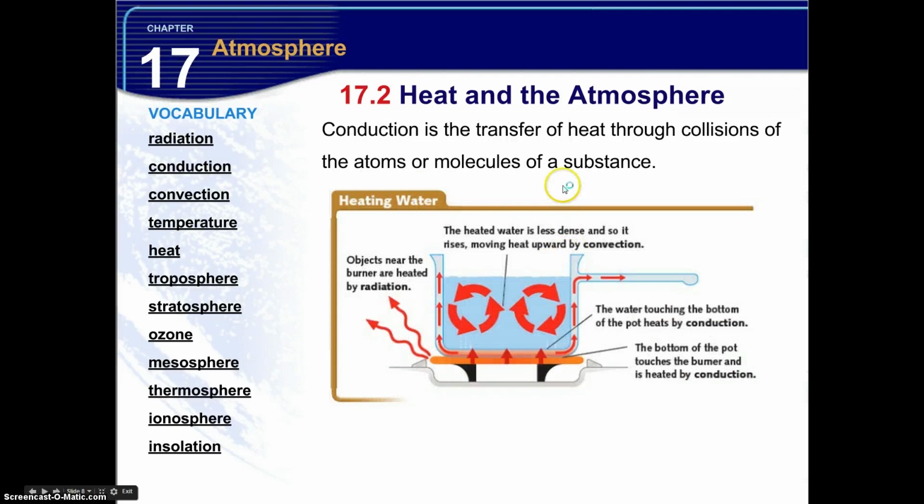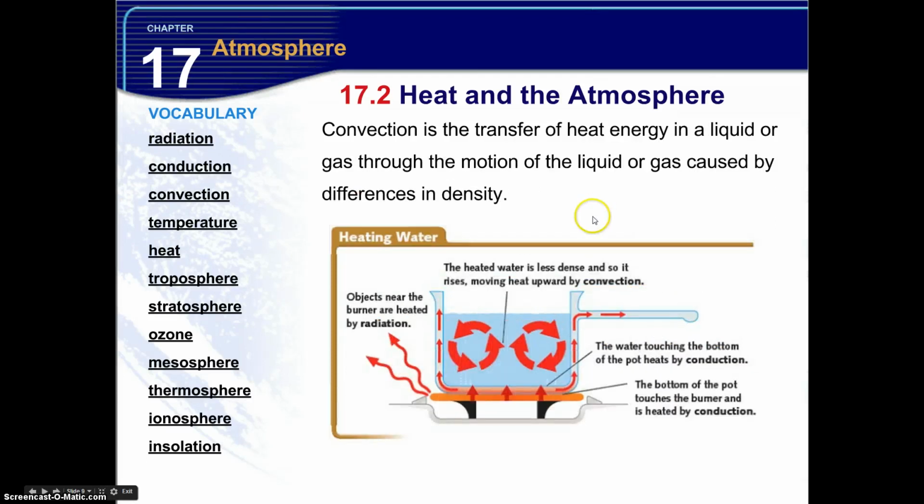Conduction is the second way heat energy moves, and it is the transfer of heat through collisions of atoms or molecules of a substance. The two examples given: the bottom of the pot touches the burner and is heated by conduction. The water touching the bottom of the pot heats by conduction.